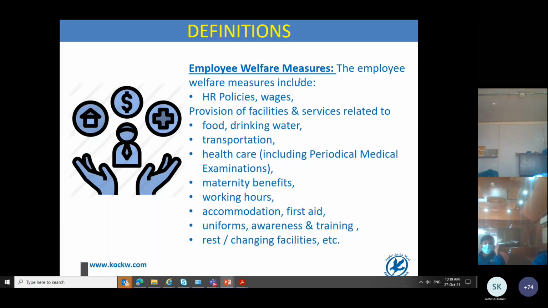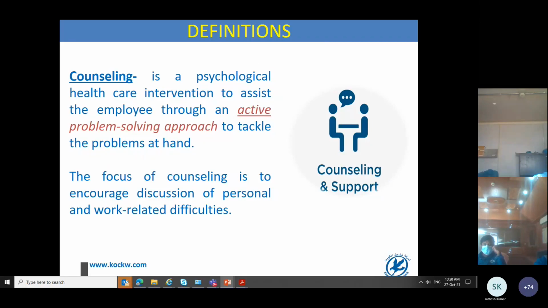And what are the measures? You can just read out those measures, which relate to policies, wages, food and drinking water, including transportation. It's not only about providing these facilities; you also need to provide transportation for your workers from the rig camps to the rigs. That is very important. Then healthcare, pre-employment as well as periodic medical examination, maternity benefits for women workers, working hours, accommodation, first aid, PPE, uniforms, awareness and training, rest and changing facilities. All these things come under the welfare measures. Another important thing is counseling.